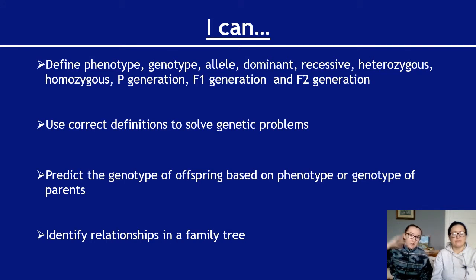So basically, you should be able to understand these definitions to help you then solve a genetic problem based on what the question said in the definitions of it. You should be able to predict the genotype of offspring based on the phenotype or genotype of their parents, and you should be able to identify relationships within a family tree and use that to predict inheritance patterns as well.